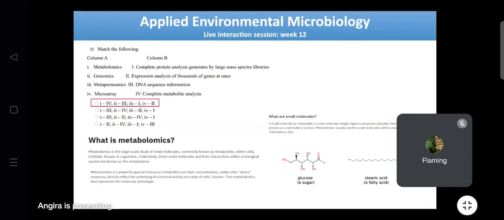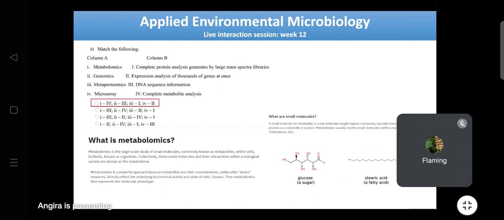And therefore metabolomics is a powerful approach because it deals with metabolites and their varying concentration inside the cell, and it directly reflects the underlying biochemical activity or the state of cells or tissues whose metabolic activity we are checking. Therefore, basically, it gives the best representation of a molecular phenotype.